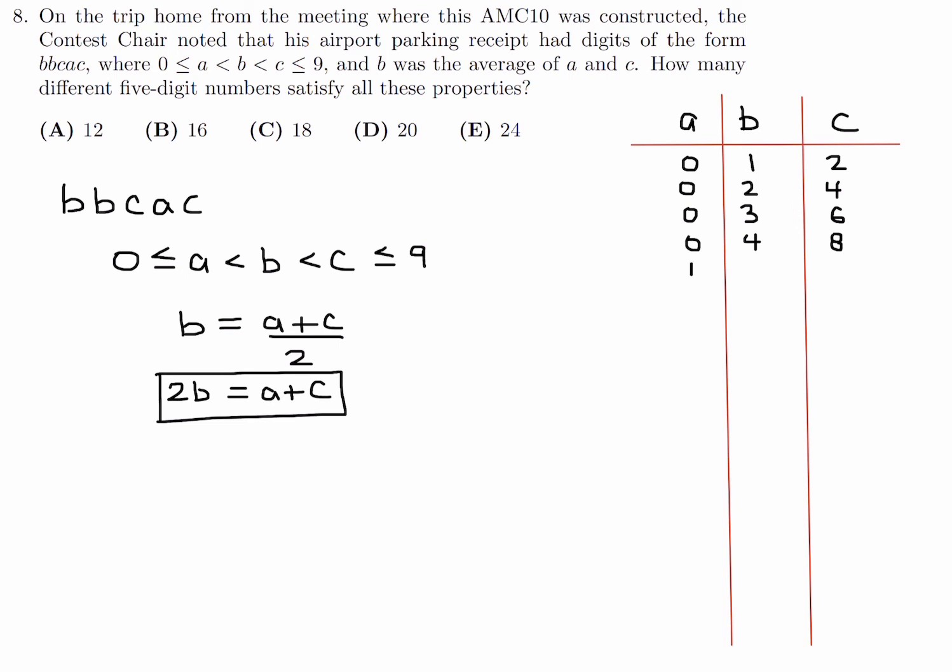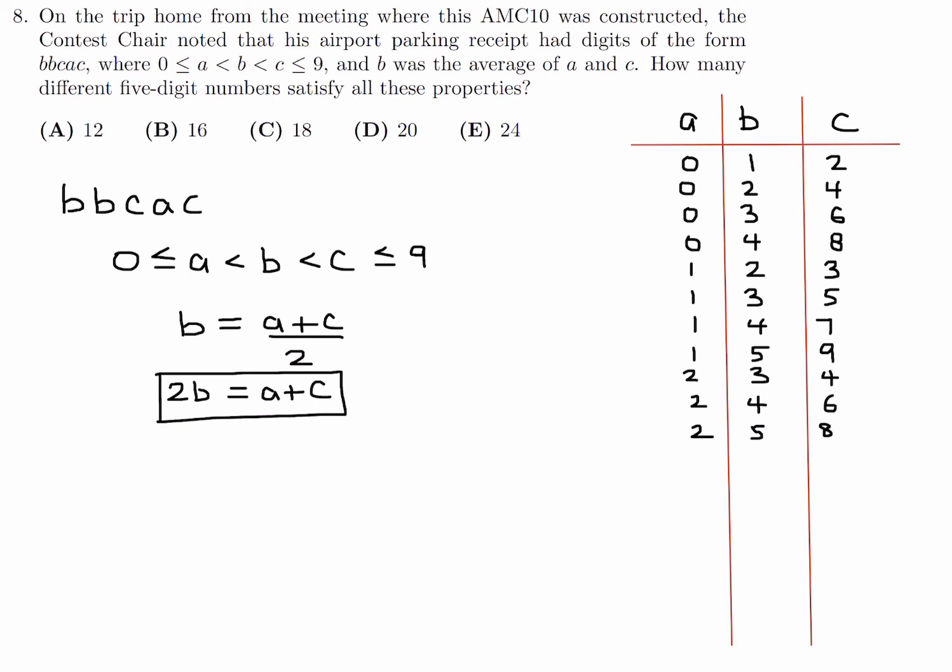A equals 1. Again, B cannot be 1. It has to be at least 2. I get 3. 1, 3, and 5. 1, 4, 7, 1, 5, 9. And then at this point, I will not be able to get a number less than or equal to 9 for C. And similarly, you just keep doing this, and you'll be able to get all the cases. It's a little tedious. It's a little bit longer than a very quick solution.